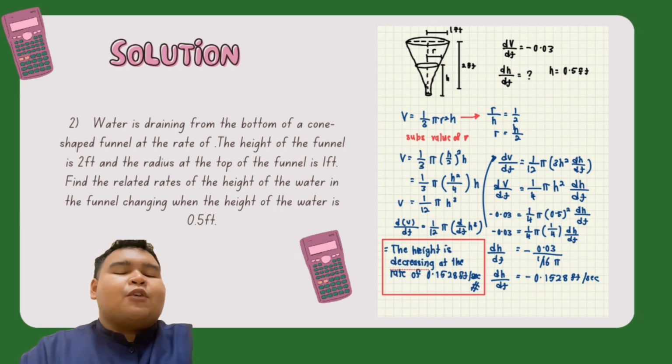And now we can solve for the dh over dt value, which equals negative 0.03 over 1 over 16 pi. And the final answer for dh over dt is negative 0.1528 feet per second. This means the height is decreasing at the rate of 0.1528 feet per second.